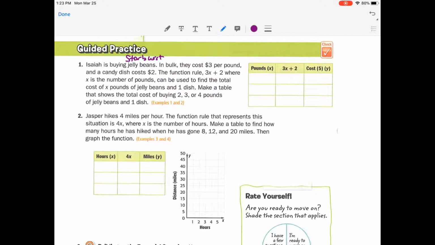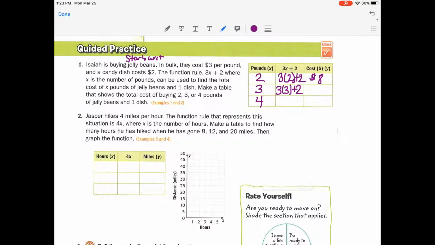The function rule is 3x plus 2, where x is the number of pounds, that can be used to find the total cost of x pounds of jelly beans and one dish. It says make a table that shows the total cost of buying 2, 3, and 4 pounds of jelly beans and one dish. So we're going to go ahead and solve this problem. We're going to replace our x with 2. So 3 times 2 plus 2 is $8.